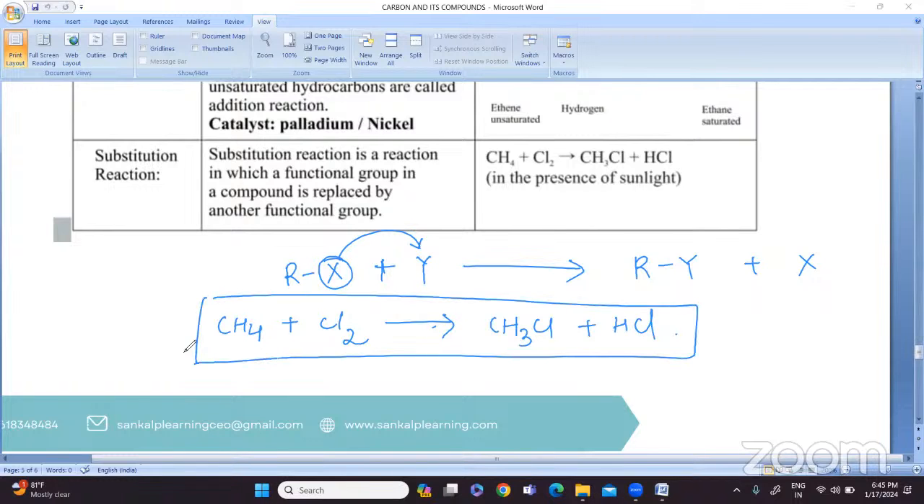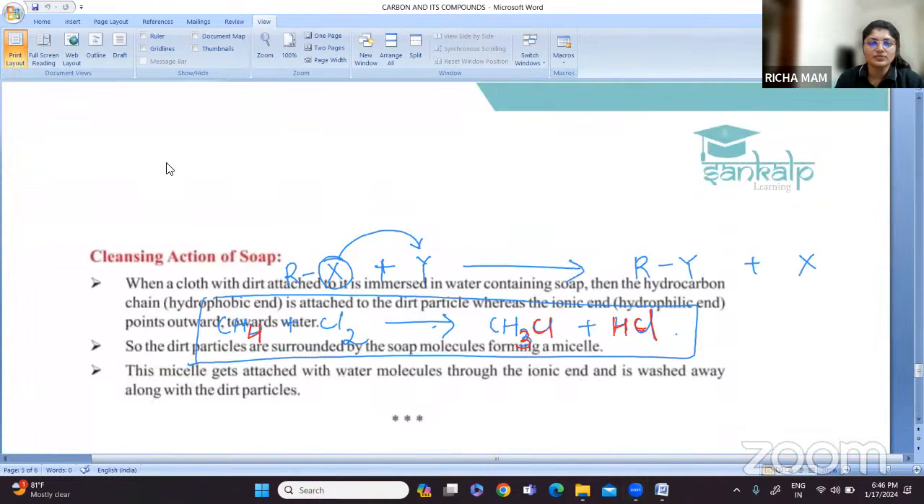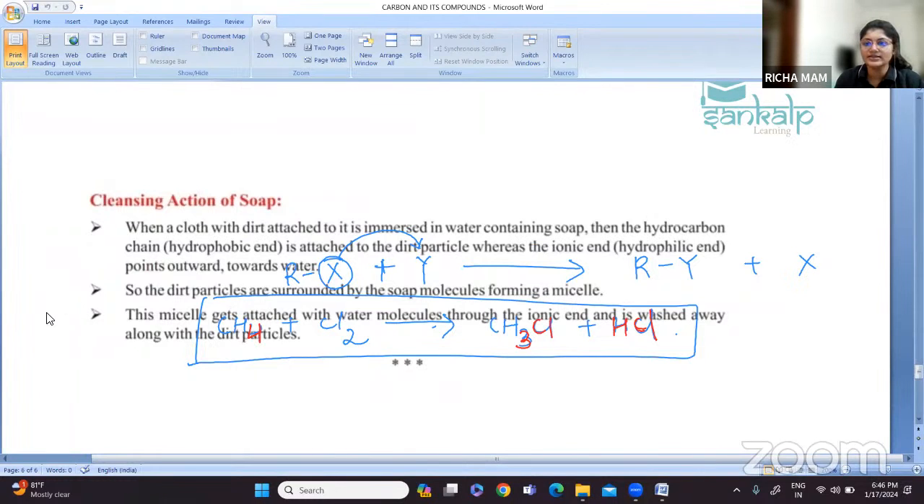So what is happening in this reaction, students? There are four hydrogens, and one of the hydrogens is replaced by Cl. This hydrogen gets replaced with your Cl. So this is a substitution reaction. In a substitution reaction, one atom or group is replaced by another atom or group. Got it? Is it clear?